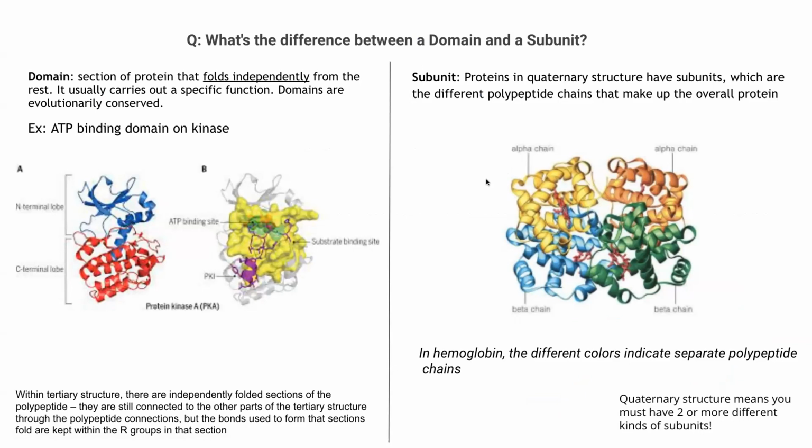And then you have domains and you have subunits. A domain is just an independently folded section of a polypeptide chain. You don't have to have quaternary structure to see a domain. You can have a domain on a singular polypeptide chain. Subunits are the different polypeptide chains. So if you have two polypeptides coming together, those will be separate subunits of the protein. Quaternary structure means you must have two or more polypeptide chains coming together.